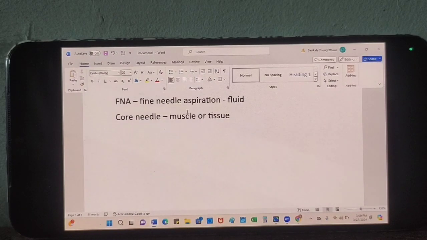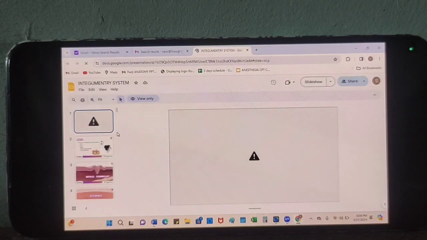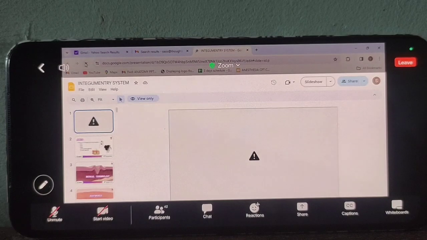So, in Integumentary, this is anatomy. Waste of time.